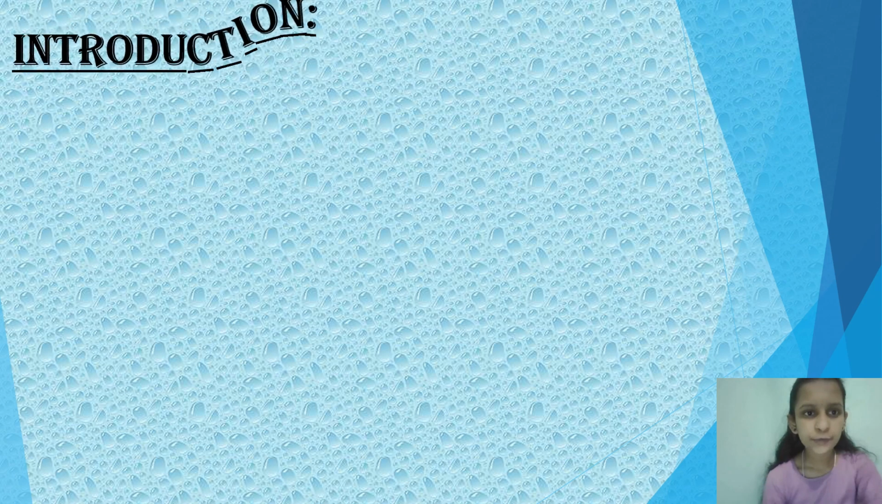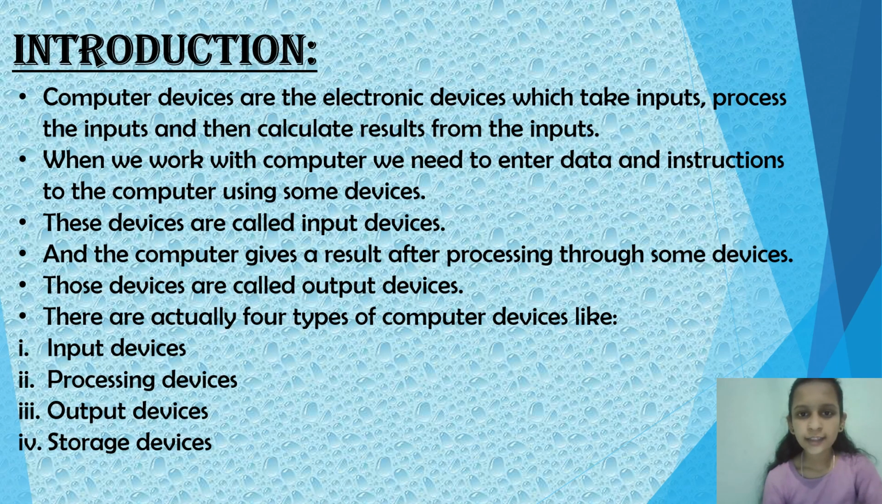Moving on further, the introduction. Computer devices are the electronic devices which take inputs, process the inputs, and then calculate results from the inputs. When we work with the computer, we need to enter data and instructions to the computer using some devices, and these devices are called input devices. And the computer gives a result after processing through some devices, and those devices are called output devices. There are actually four types of computer devices: input devices, processing devices, output devices, and lastly the storage devices.